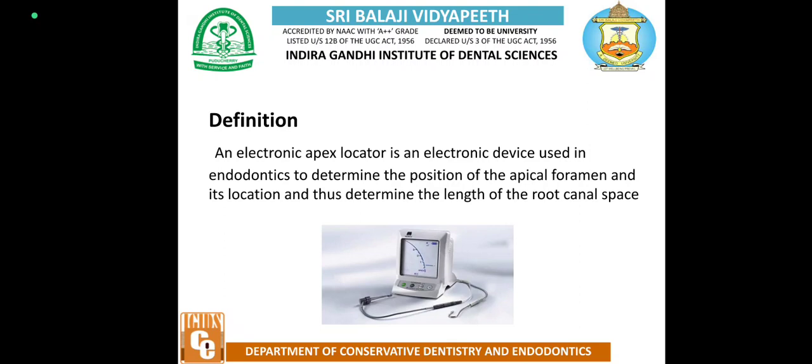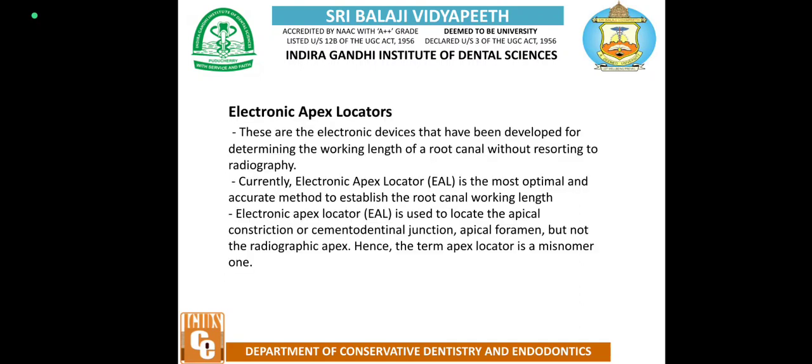Definition: an electronic apex locator is an electronic device used in endodontics to determine the position of the apical foramen and its location, and thus determine the length of the root canal space. Electronic apex locators are electronic devices that have been developed for determining the working length of a root canal without resorting to radiography.